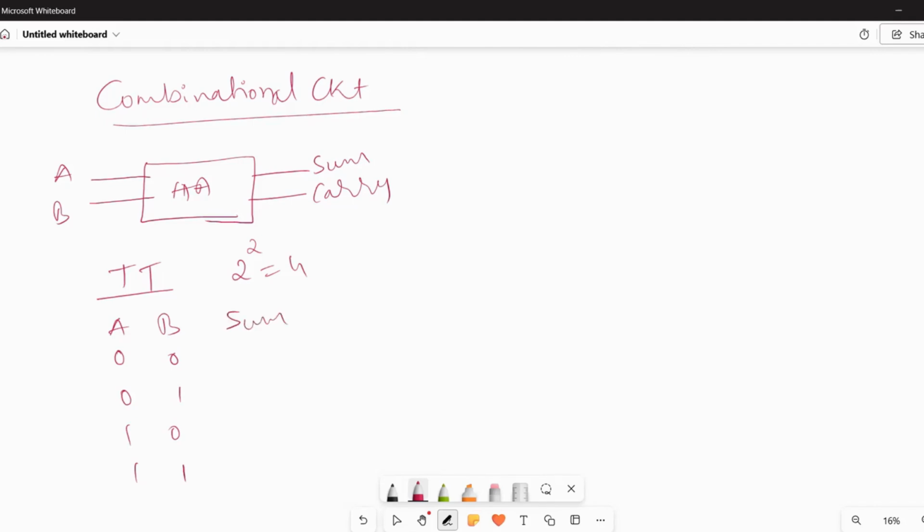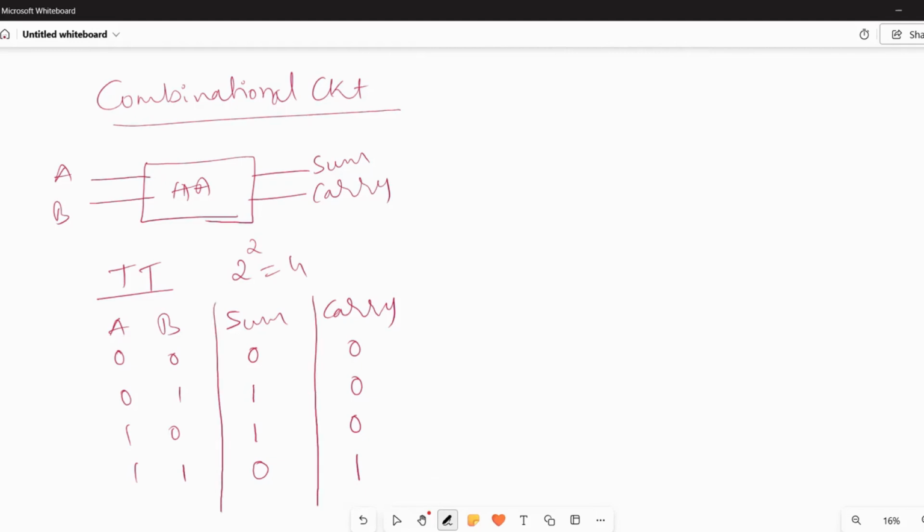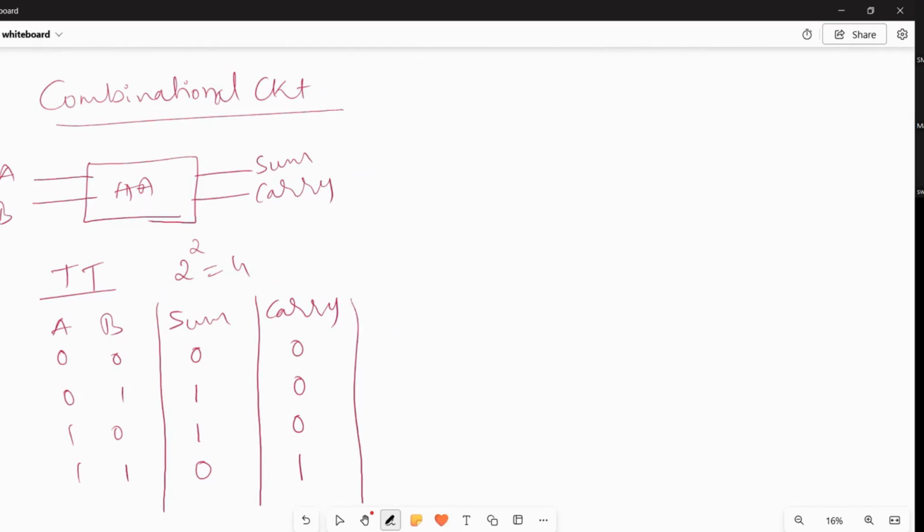Sum and carry. 0 plus 0 is 0: sum is 0, no carry. 0 plus 1: sum is 1, no carry. 1 plus 0: sum is 1, no carry, again 0. 1 plus 1: sum is 0 with carry 1. Yes or no? Are you following what I'm saying? Yes, sir, I'm following.